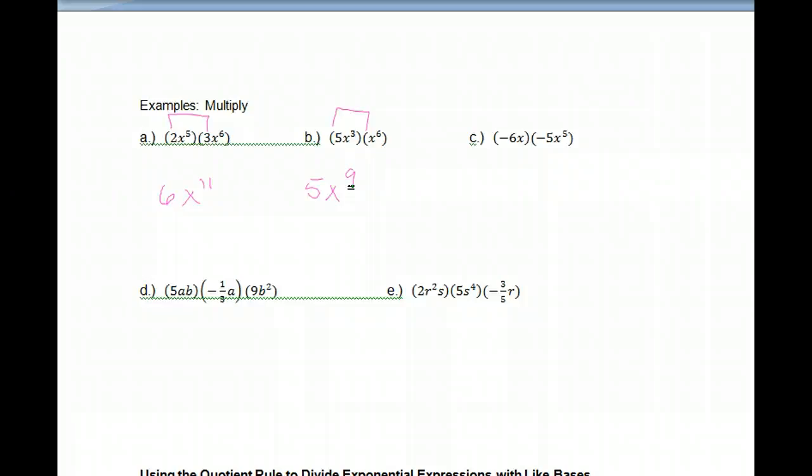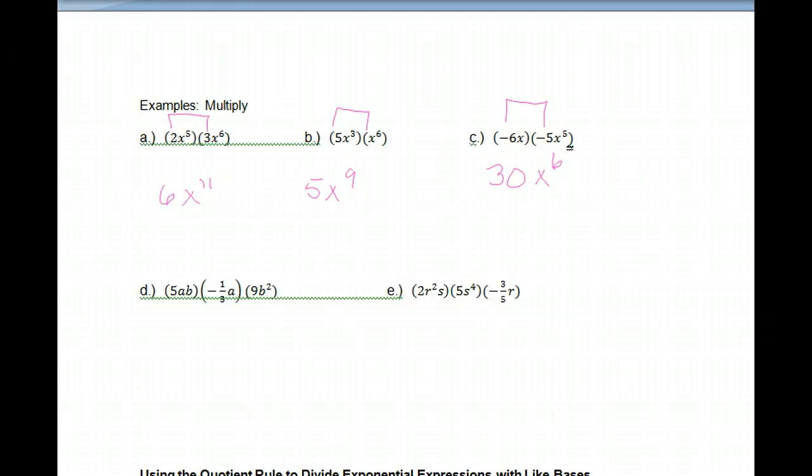Okay, by now you should have had an opportunity to complete letter C. You should have multiplied your coefficients of -6 and -5 and had positive 30. And then we would keep the base the same for the exponents. And then you would add the exponents of 1 and 5 to get x to the 6th.